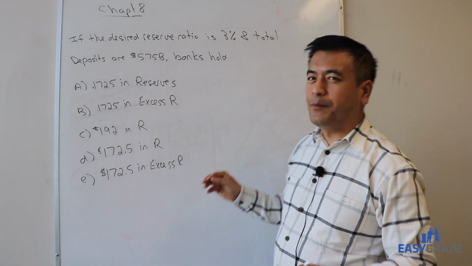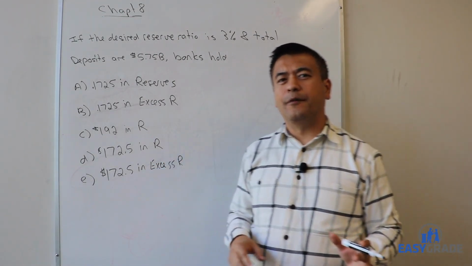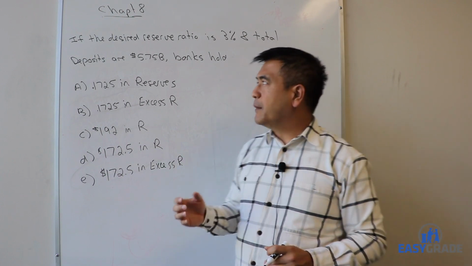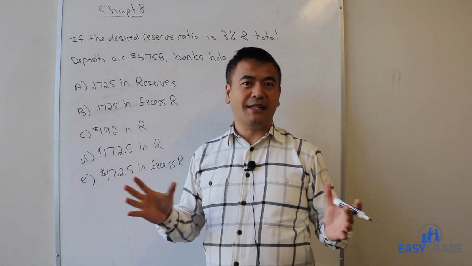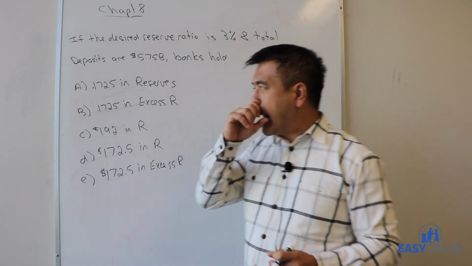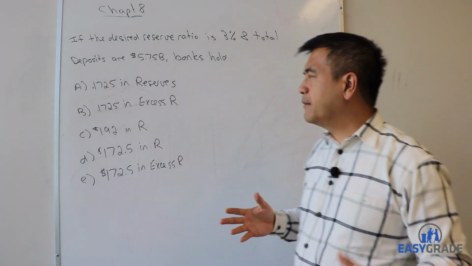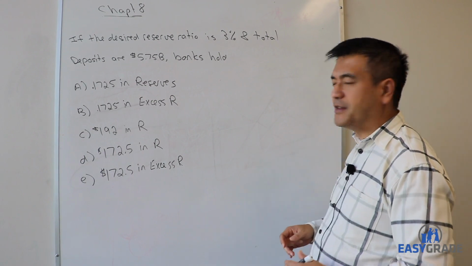This is Chapter 8, perhaps the most difficult chapter for macroeconomic students. It deals with money, the monetary supply, and money in banking, which is very complicated, but let's take a look at how we can simplify this topic here.